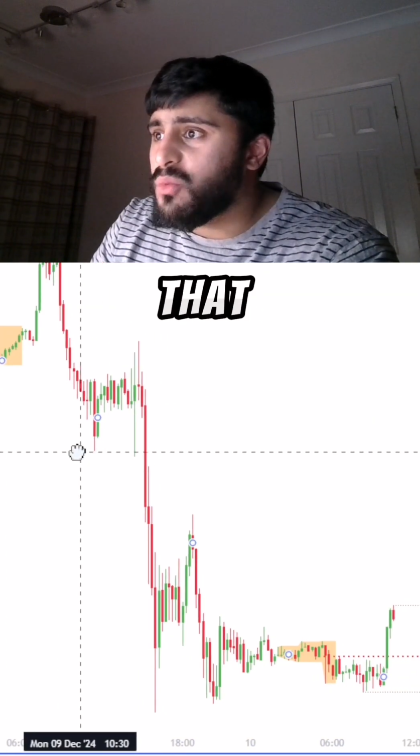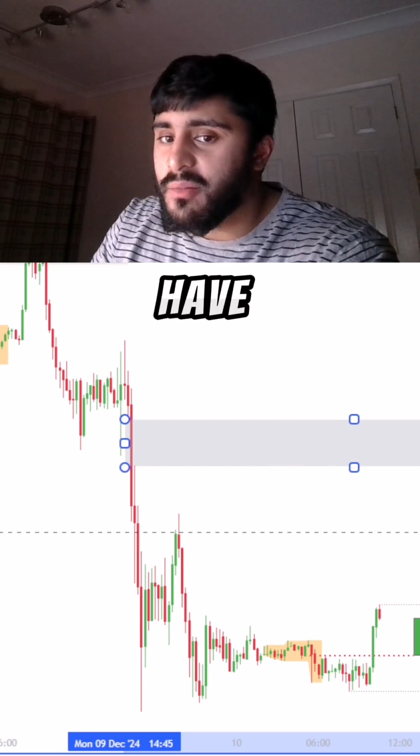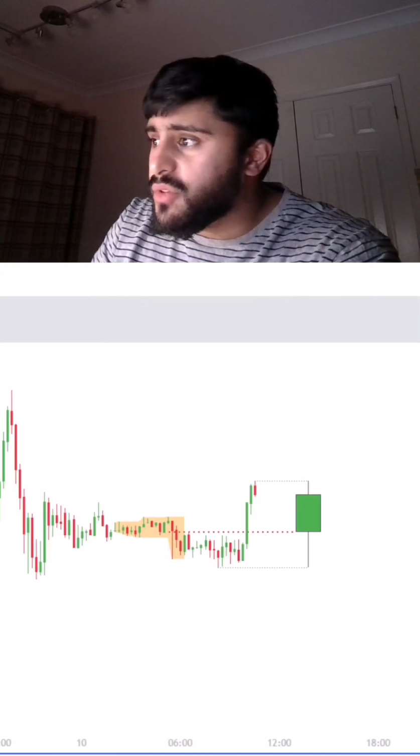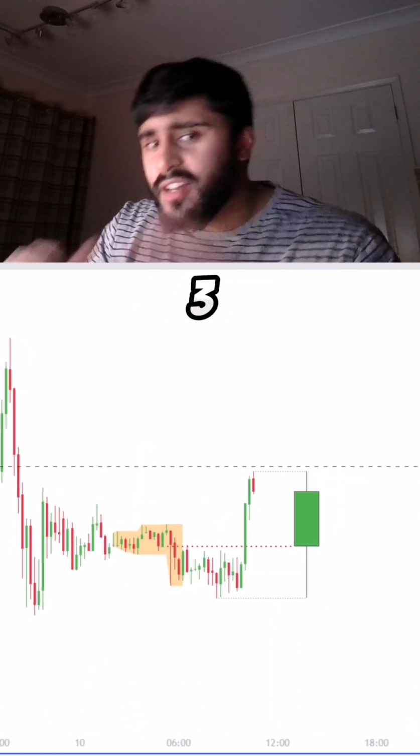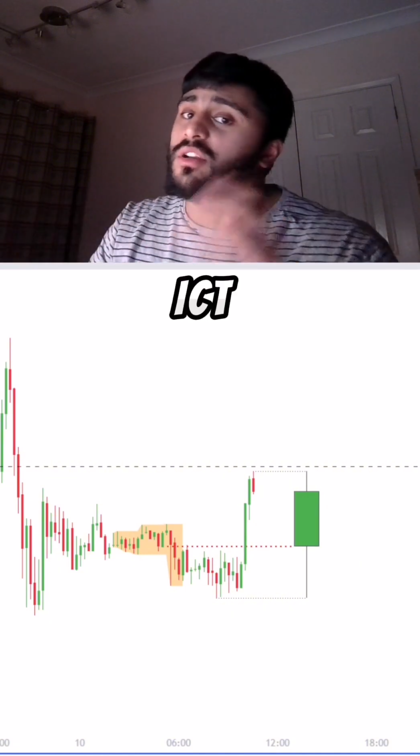First of all, you want to understand where the fair value gaps were from the previous day. So in this case, we have a very, very large fair value gap over here. Now from here, we're using the power of three indicator on the 15-minute time frame. The reason I use the 15-minute time frame is because, as ICT says, it removes a lot of the blur when it comes to lower time frame trading.